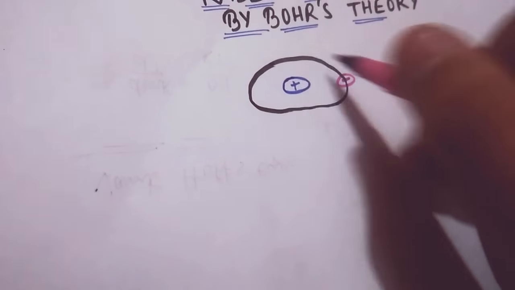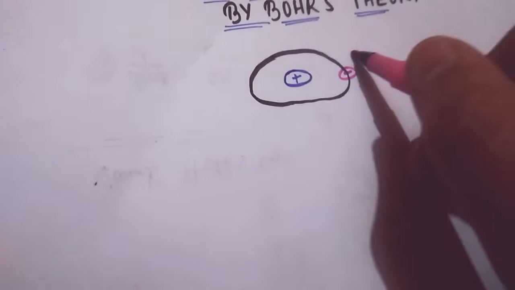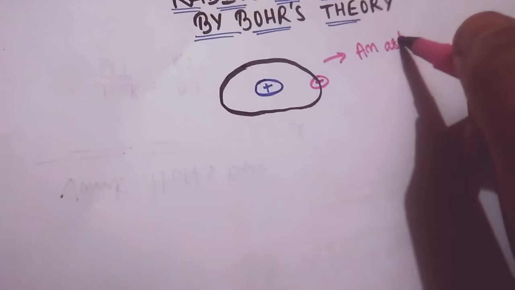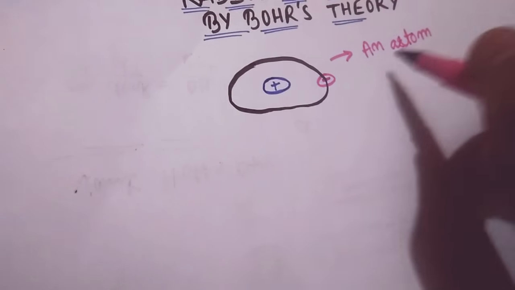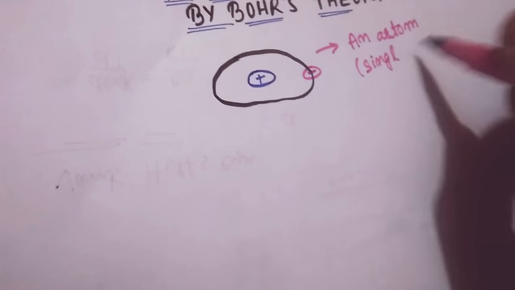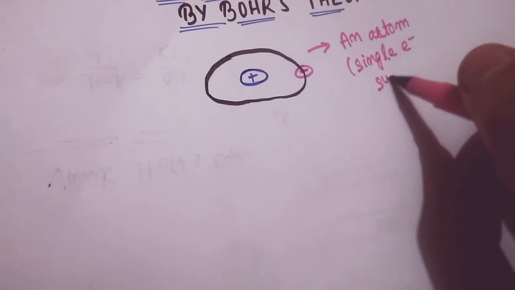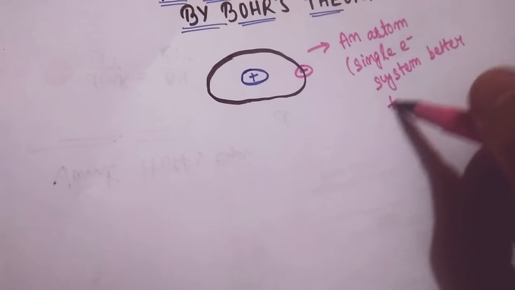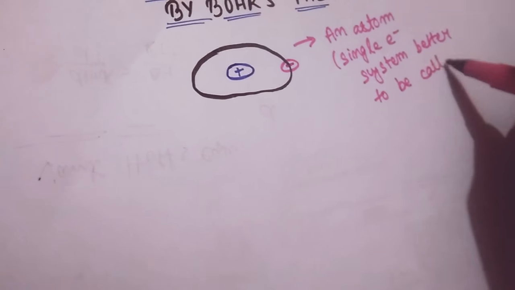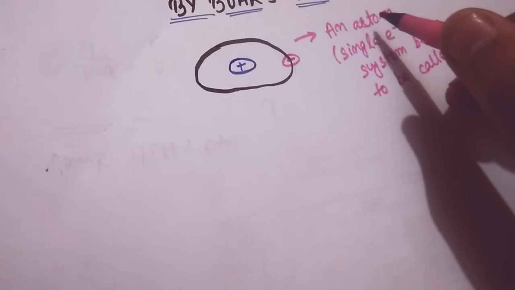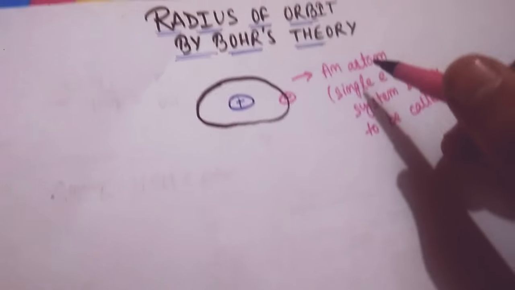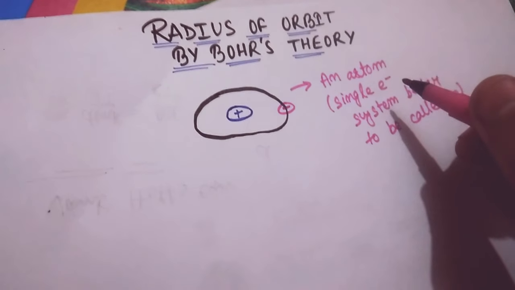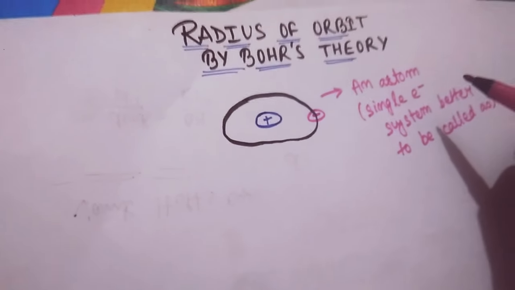Okay, so this is actually, sorry, this is actually a single electron system, better to be called as, because we can't call this an atom, because if this is lithium, then we cannot say it is an atom, but we have to say that it is actually a single electronic system.